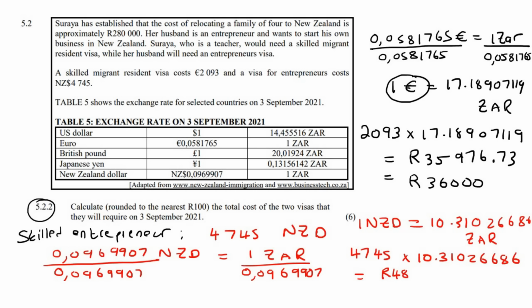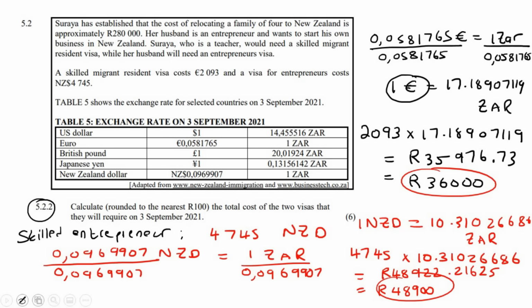So 48,921.25. Okay, now we're going to round that to the nearest 100. So that would become 48,900 rand. Okay, if you round that to the nearest 100. Now, they want to know what is it going to be for the 2 visas together. So it's going to be 36,000 plus 48,900. So 36,000 plus 48,900. And if you had to go work that out, you're going to end up with 84,900 rand.